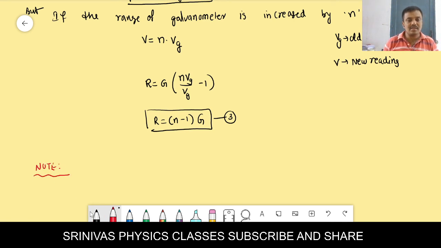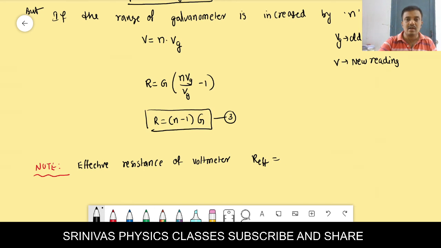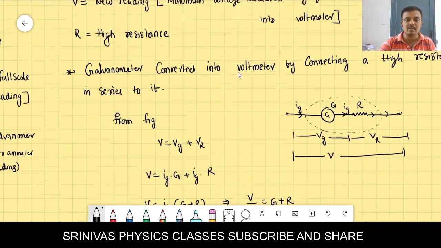What is the effective resistance of the voltmeter after converting the galvanometer into a voltmeter? When we convert the galvanometer into a voltmeter, what is its effective resistance from the figure? That I want to know. Can anyone tell what is the effective resistance after converting the galvanometer into a voltmeter?